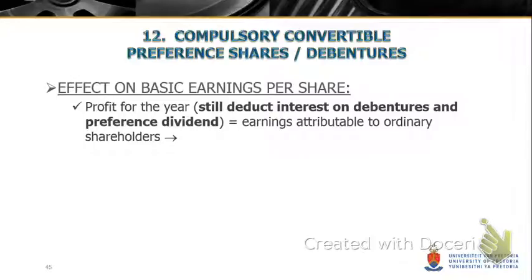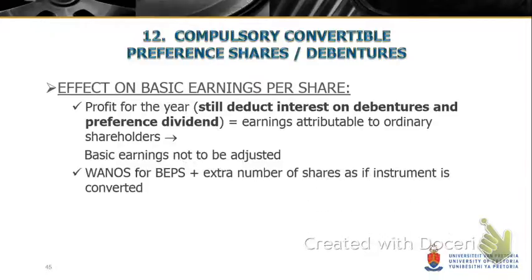So we are not going to do any adjustments. We take the profit for the year as it is stated in your statement of profit or loss. And then the basic earnings is not to be adjusted, therefore, but the WANOS is adjusted for basic earnings plus the extra shares which will be converted from the debentures in this case.